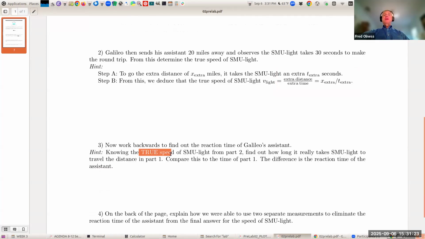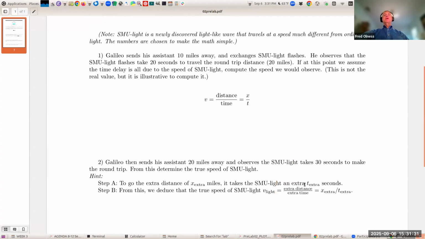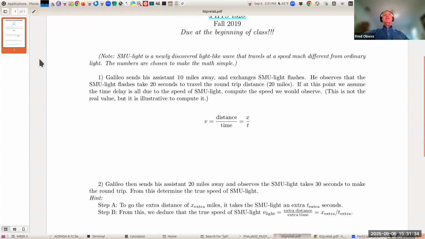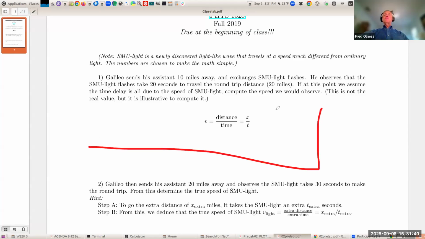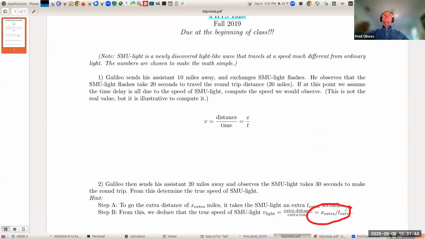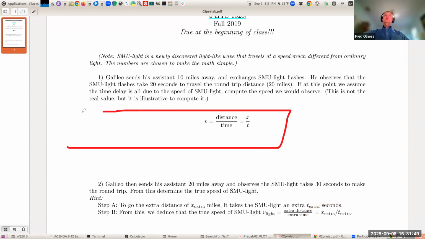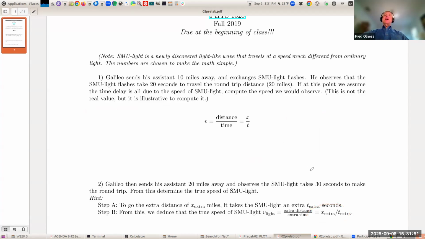Now that we know the true speed of light, let's find out how long it really took the light to travel in part 1 and how much of that was reaction time. Okay, so we come back to this problem. The light travels a 20-mile round trip, and we decided the correct answer is 2 miles per second. A 20-mile round trip at 2 miles per second takes 10 seconds for the light to travel that distance.